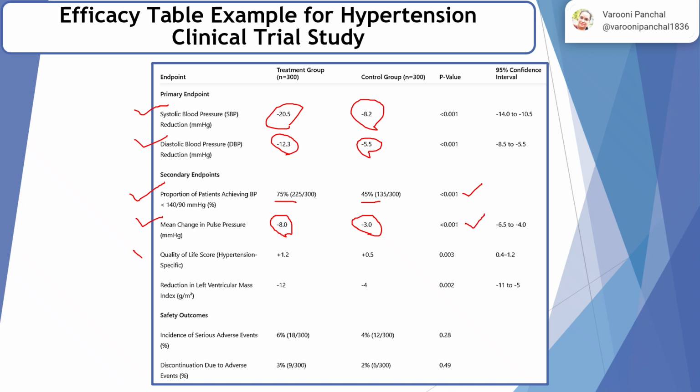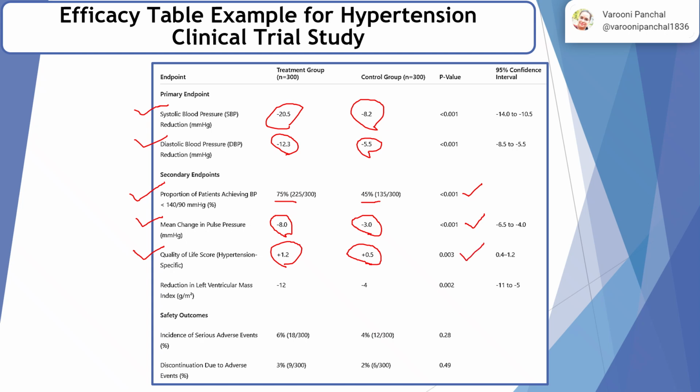Quality of life score. Improvements in quality of life specific to hypertension symptoms are measured here, with the treatment group showing a higher increase, plus 1.2 versus plus 0.5, indicating that patients feel better overall.